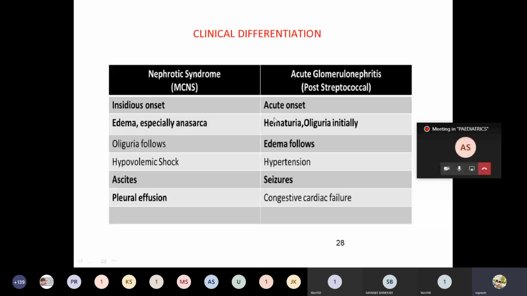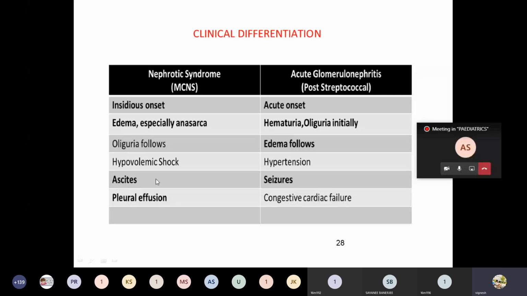In acute glomerulonephritis, rather than edema, they present with hematuria and oliguria. Sometimes initially they will have oliguria also. This presentation itself is oliguria in acute glomerulonephritis. In contrast, the oliguric state comes in the later stages of nephrotic syndrome, and edema also comes later there. So edema appears first here, edema appears later there; oliguria comes first here, oliguria comes second there. Please keep this in mind. Here, hypovolemic shock; in contrast, you will have hypertension. In some cases you will see hypertension also, in very few cases, about 20%.